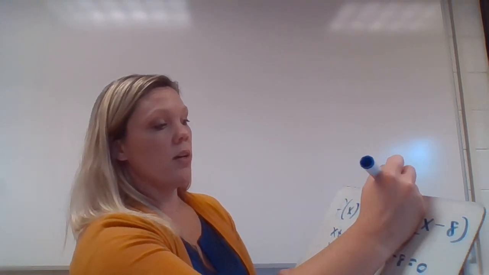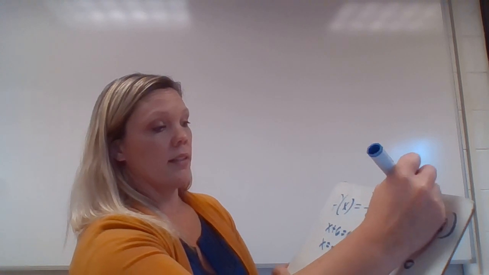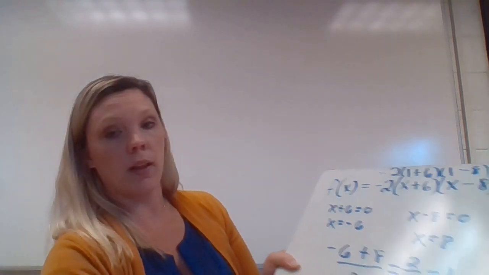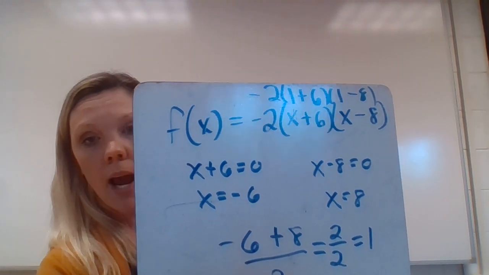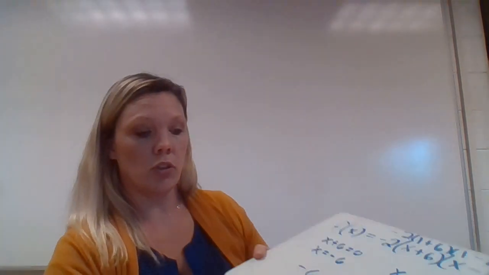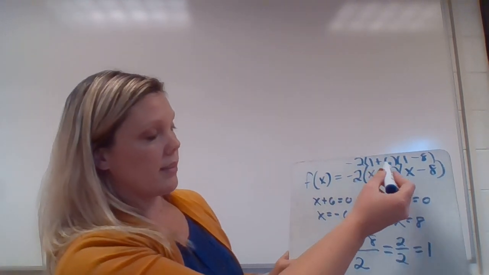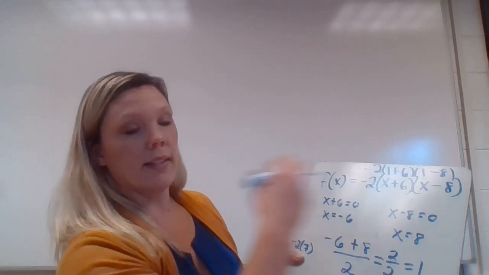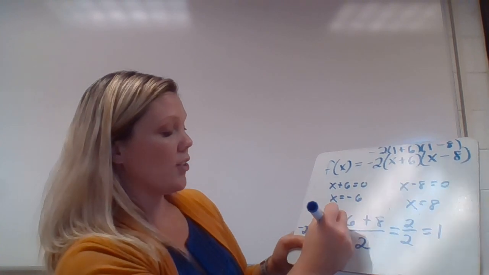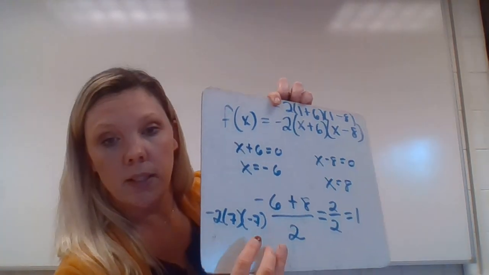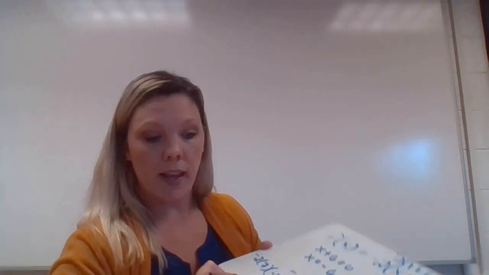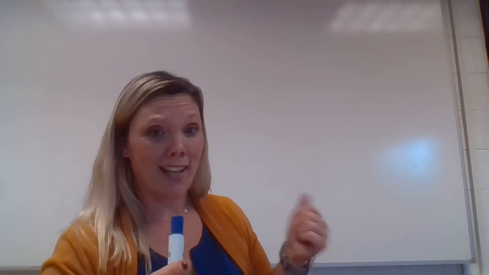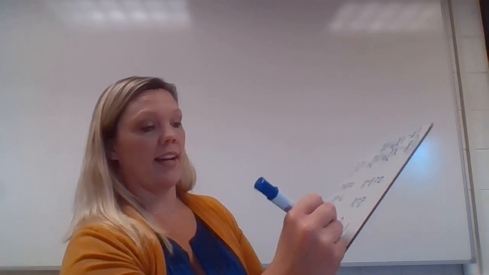So I have -2 times 1 plus 6 times 1 minus 8. I'm going to plug it in. I don't know if you can see what I did. I'm just going to replace x with 1 and use a calculator or whatever, and that's going to give me my vertex. So 1 plus 6 is 7, so I have -2 times 7. And then 1 minus 8 is -7. Here's a little trick. These numbers, the 7 and -7, should always be opposite. If they aren't, then you did something wrong. So I have 7 times -7, which is -49, times 2, which is -98.